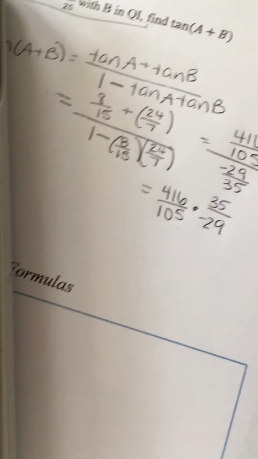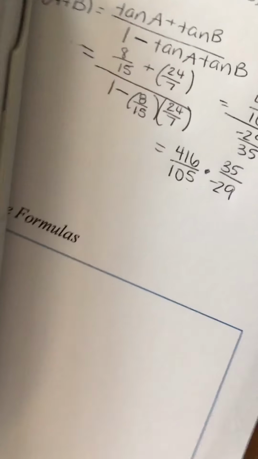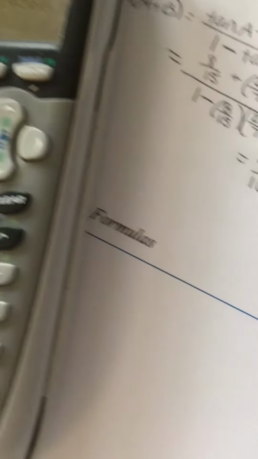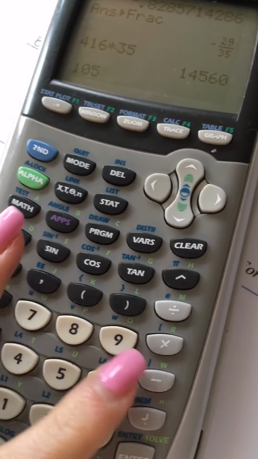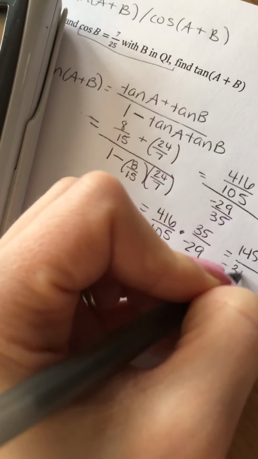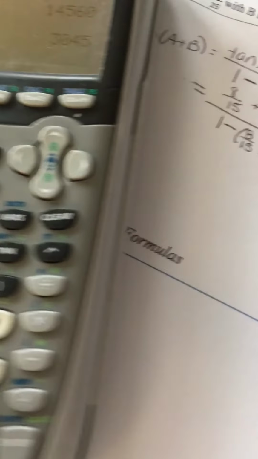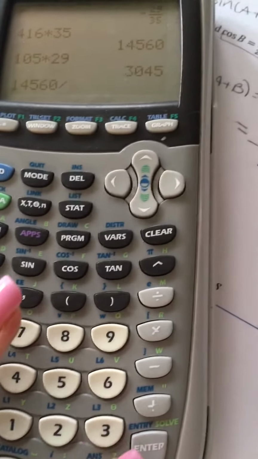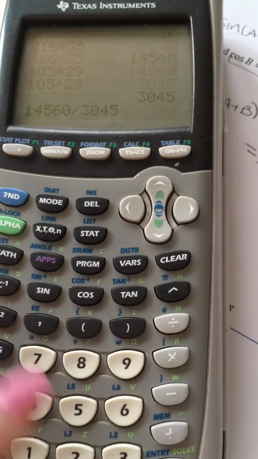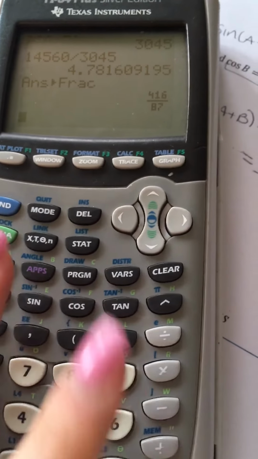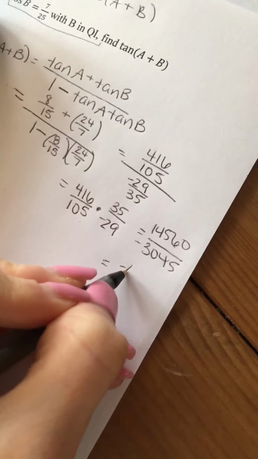So I have 416 times 35. 14,560. Nice. And then 105 times negative 29. I'll just put in the negative at the end. Negative 3045. All right, and then let's simplify this because this for sure can be simplified. So 14,560 divided by 3045. I'll put a negative at the end. Let's see what I get. All right, negative 416 over 87. Wow.